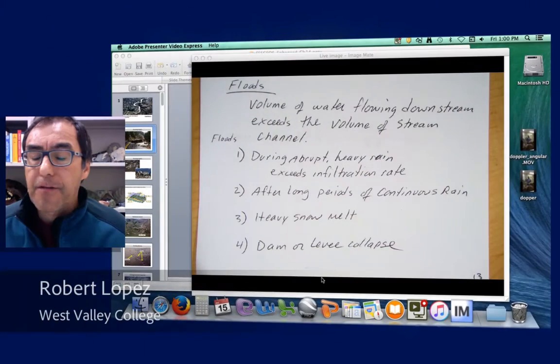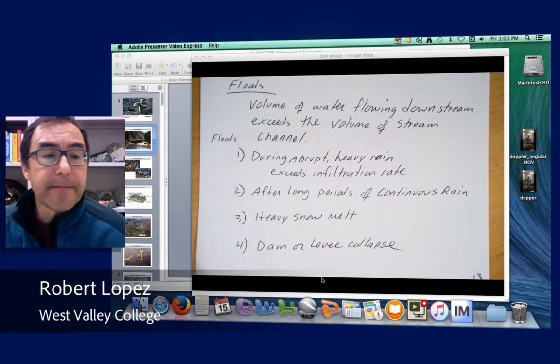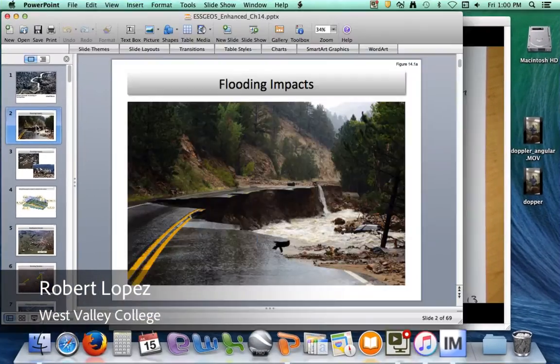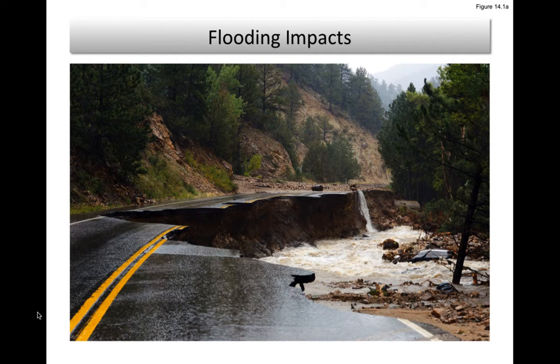I want to finish off chapter 14 with floods. And one of the key things about floods, as I mentioned earlier, is that every river will flood. At some point there'll be flooding. It's just the nature of streams. And the question is, how often do these floods occur? That's what we're going to call the recurrence interval.